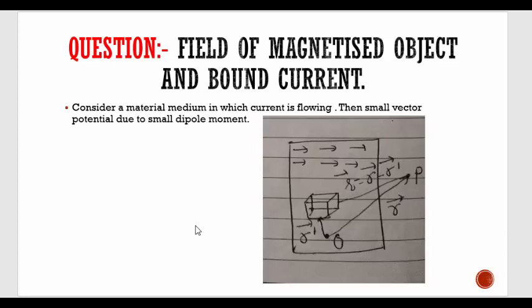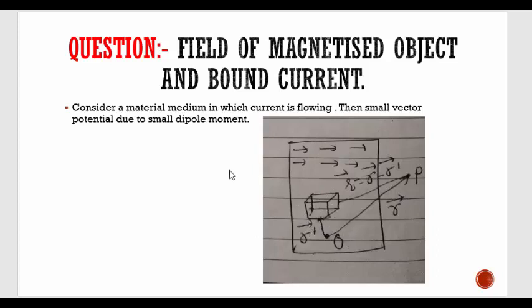So consider a material medium in which current is flowing. This is the material medium. These arrows show the dipole moment. Here we consider a source, and all the phenomena in this material medium are due to this source charge. This is point P and this is observation center O. The distance between O and the observation point is r vector, and the distance between the source and P is r vector minus r dash vector, and the distance between O and the source is r dash vector.